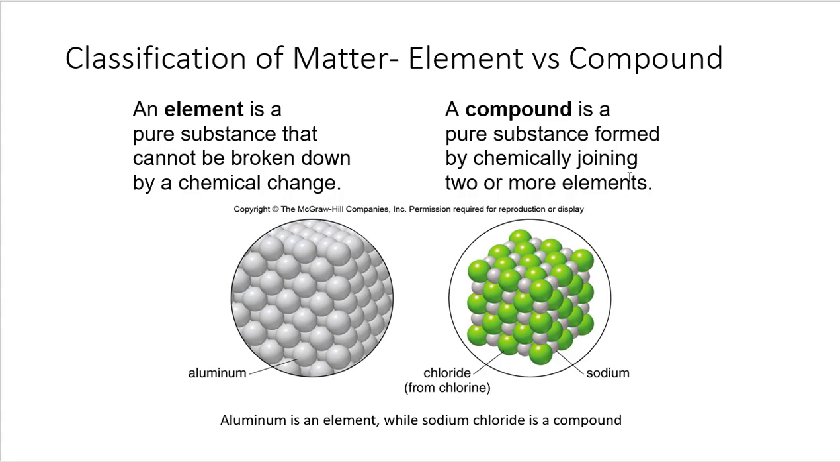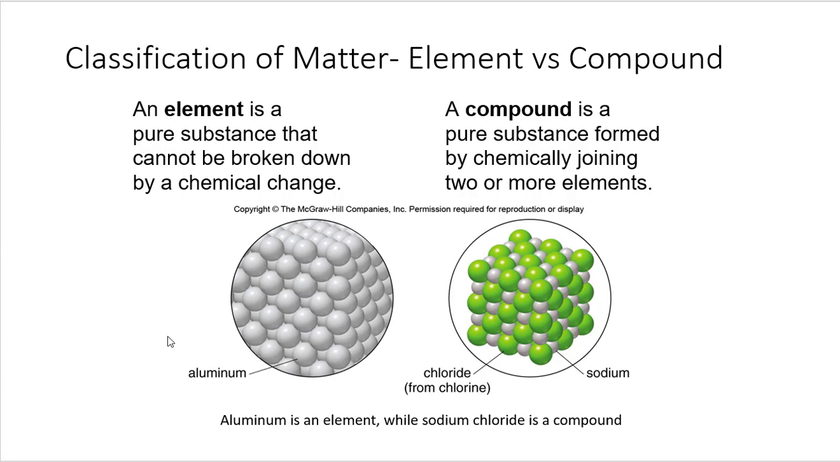Compounds are still pure substances, but they contain more than one element. For example, here we have a block of salt, table salt, or sodium chloride. We have two different elements present here. The green ones are shown as chlorine, and the kind of silvery whitish ones are the sodium. So this is a compound held together by chemical bonds that can be broken through a chemical reaction, but it is still a pure substance. So this would be a compound.